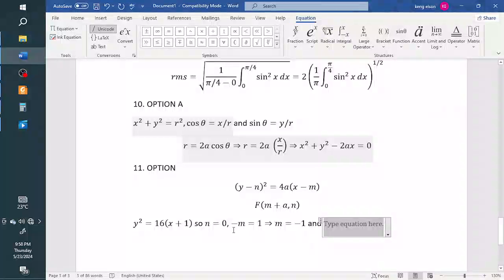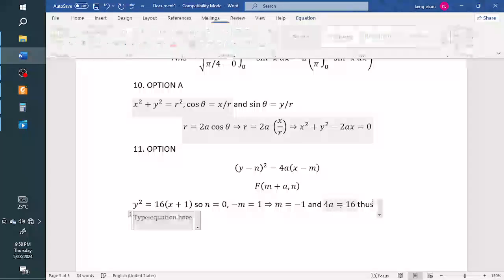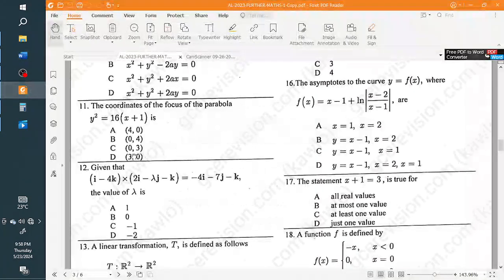And finally, what is 4a? 4a is equal to 16. Thus we have a is equal to 4. So the focus will be at the point, what is m? Negative 1 plus a, which is 4, comma, and then n is 0. So this is equivalent to 3 and 0. So 3, 0. Let's go back to the options. 3, 0, option D.